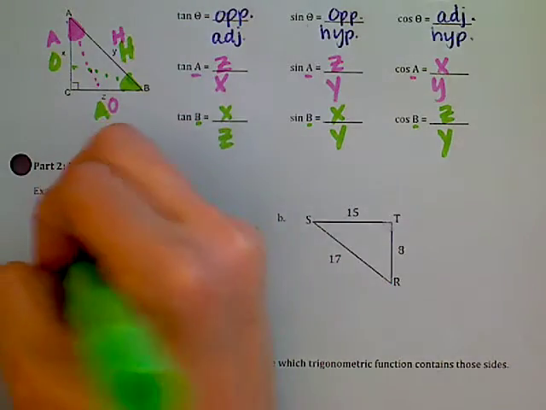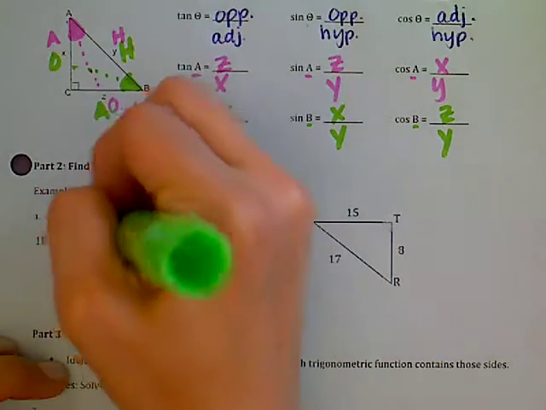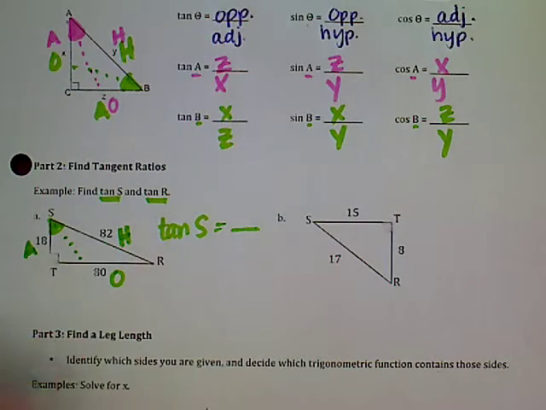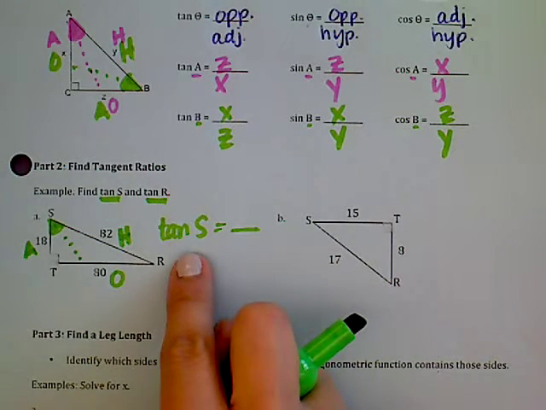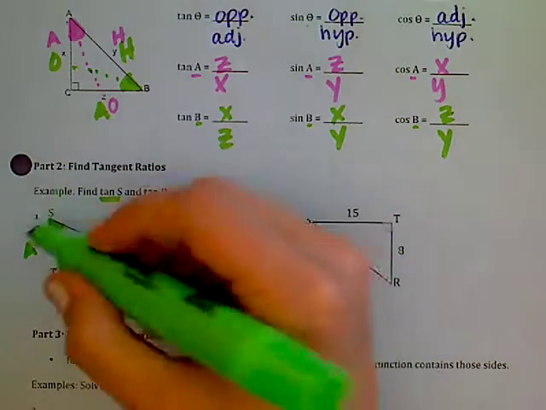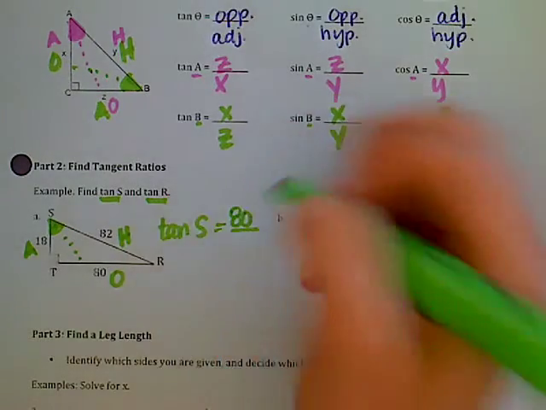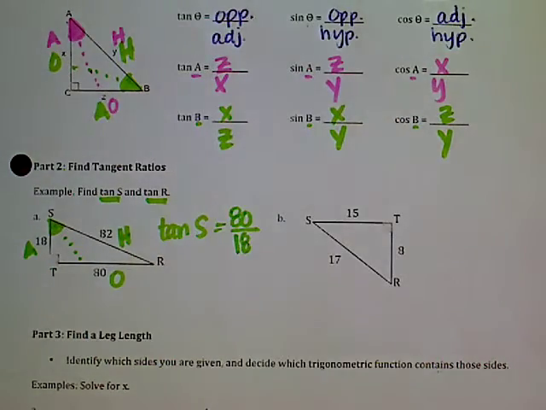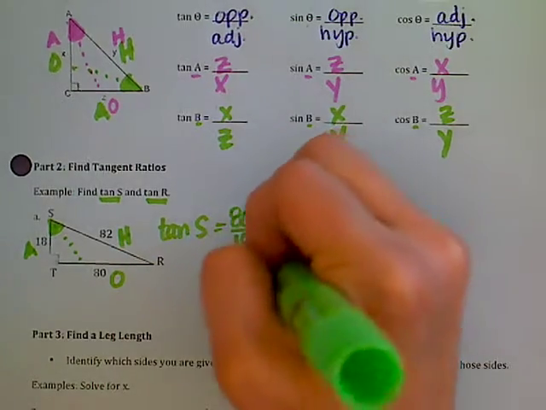Well, I know my opposite is over here. My hypotenuse is here. My adjacent is here. Your adjacent is always the side next to the angle that's not the hypotenuse. So when I fill in tangent, or opposite over adjacent, I say the opposite is 80, the adjacent is 18, and that simplifies to 40 over 9.